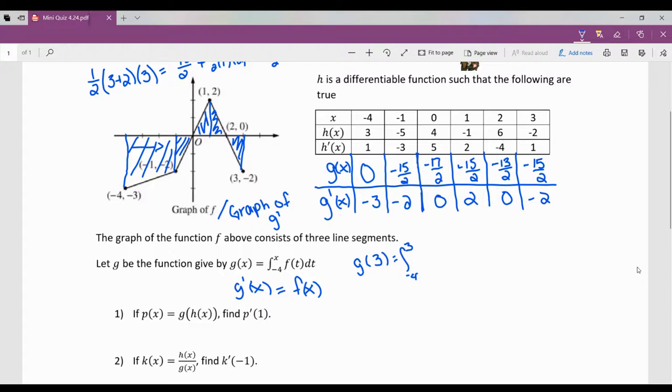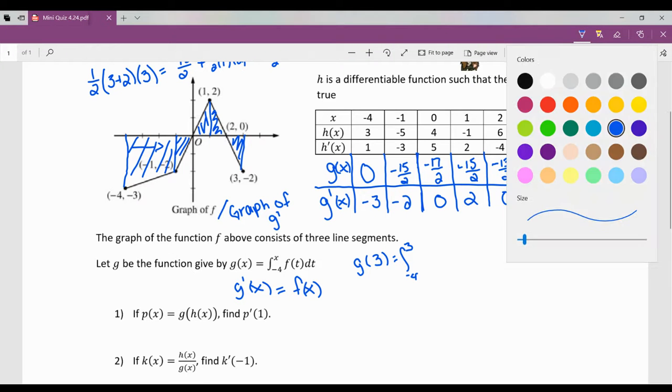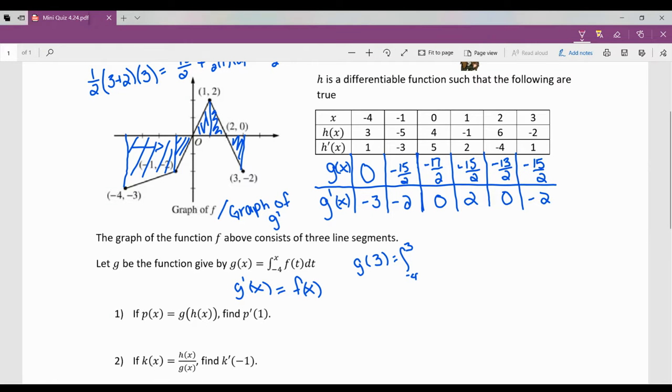Okay, so back on it. Let's just change the color of my pen so that we can focus on the new problem. So for number one, we have P of x equals G of H of x. So we've got a chain rule problem.